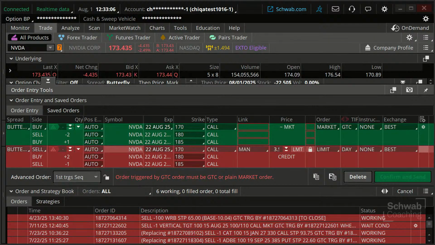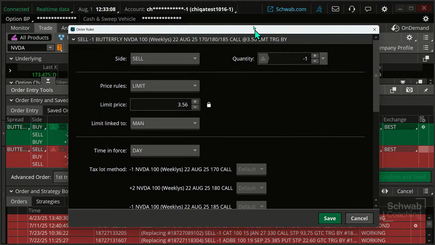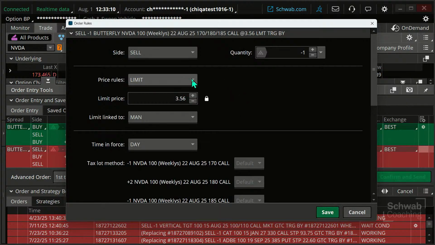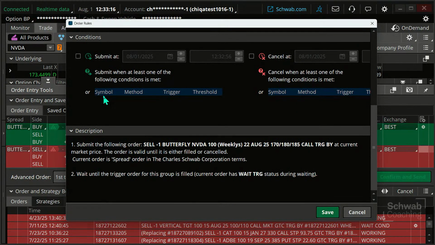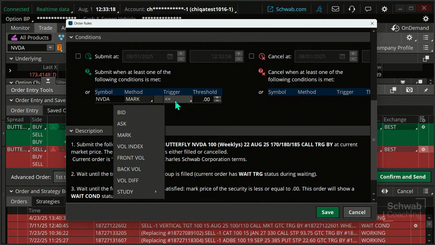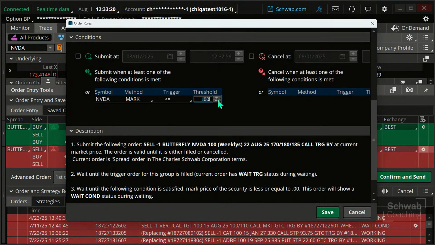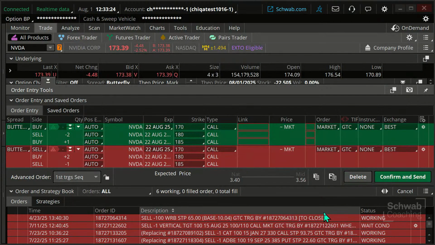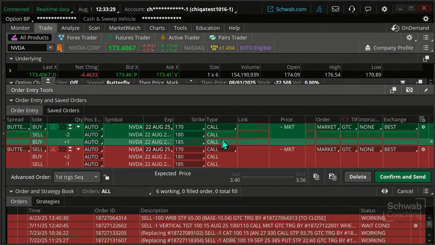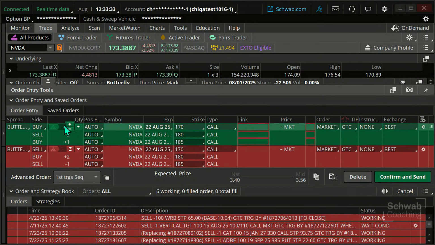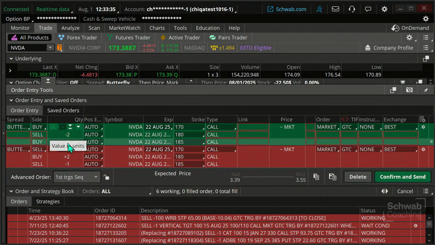We are going to get out of this if the stock goes below $167. So I'm going to make this market, good till canceled, and we're going to get out if NVIDIA marks less than or equal to $167. Okay? We're going to save that, and there's the trade. Notice I did 1, 2, 1 in terms of contracts.